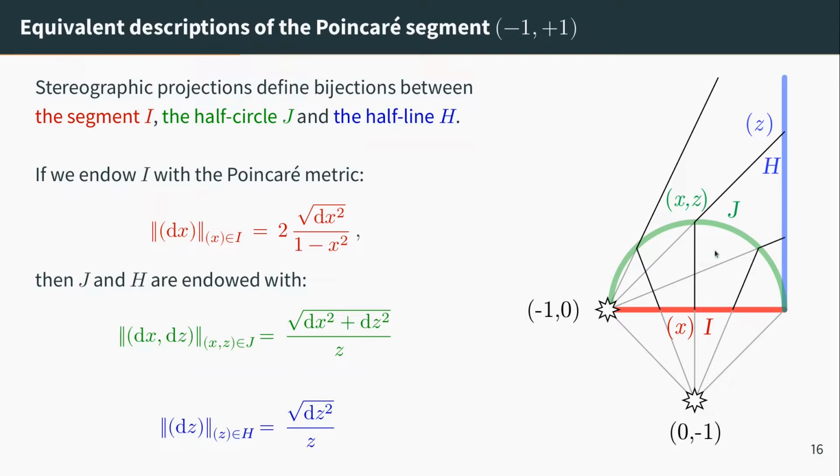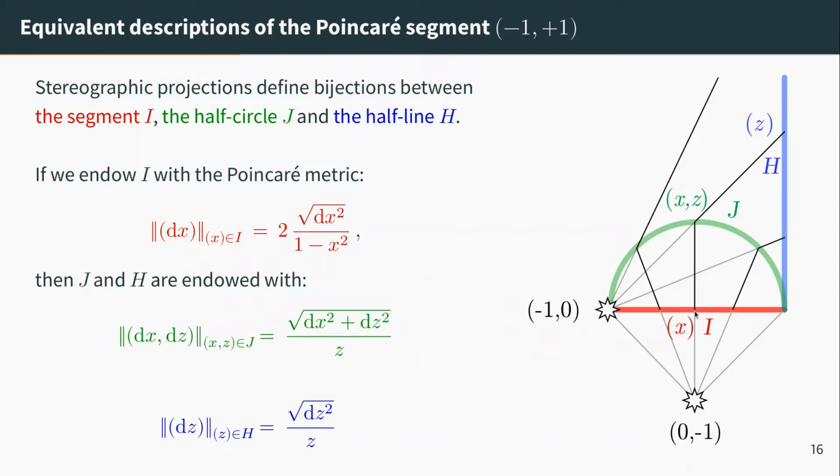Okay, so just to be clear, on the segment, I have one coordinate. I call it x, and essentially the temperature is 1 minus x squared. So the length element is 2 times the absolute value of dx divided by 1 minus x squared. Now, on the half circle, I have 2 coordinates, and I call them x and z. The Euclidean length element is just the square root of dx squared plus dz squared. That's the Pythagorean theorem. And basically now, the new distance is exactly this one divided by z.